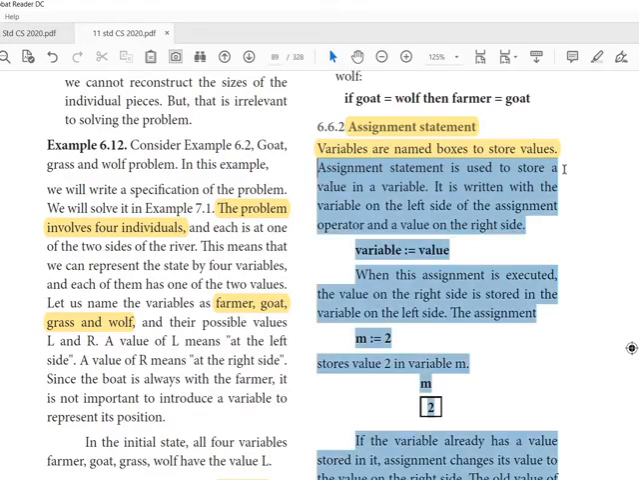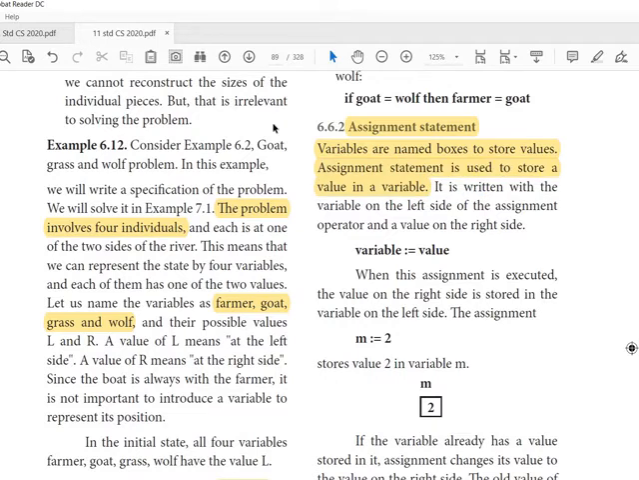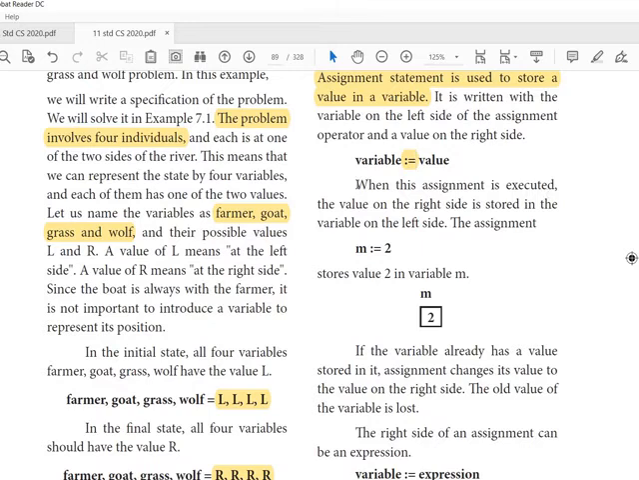The assignment statement is used to store a value in a variable. So first point, we need variables to store the value. The process of storing the value in the variable is said to be the assignment statement. It is written with the variable on the left side of the assignment operator and a value on the right side. Here, colon equal is the assignment operator in an algorithm. While writing the program, it will change, but understand here, colon equal is the assignment operator in the algorithm. Left side is the variable, right side is the value. When this assignment is executed, the value on the right side is stored in the variable on the left side.